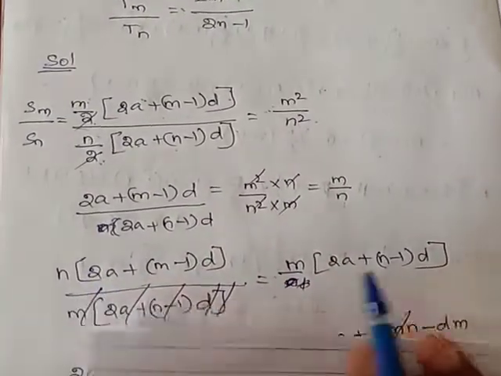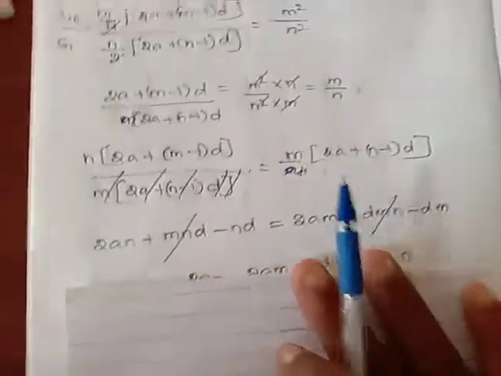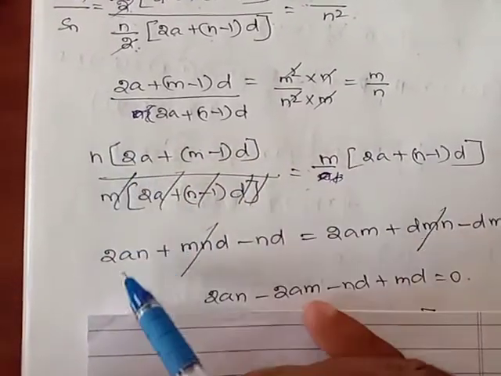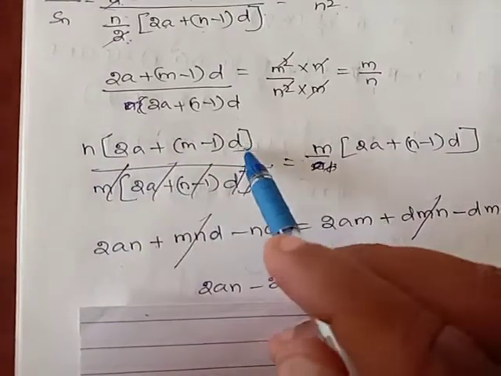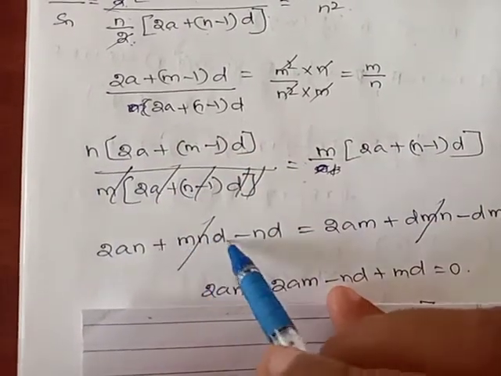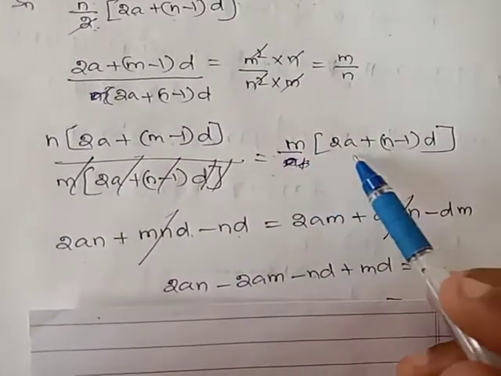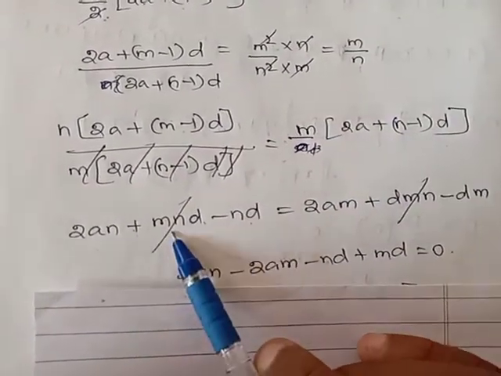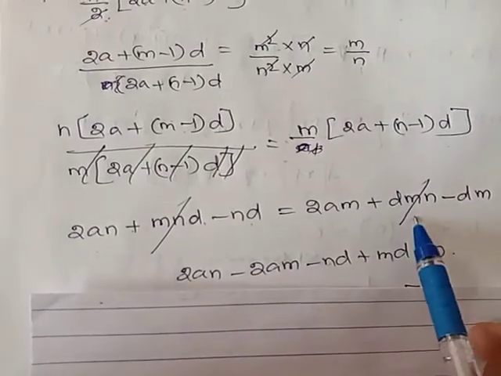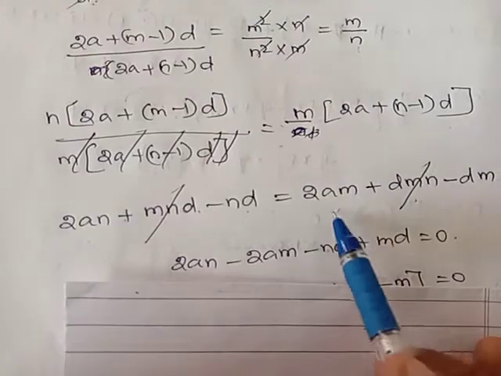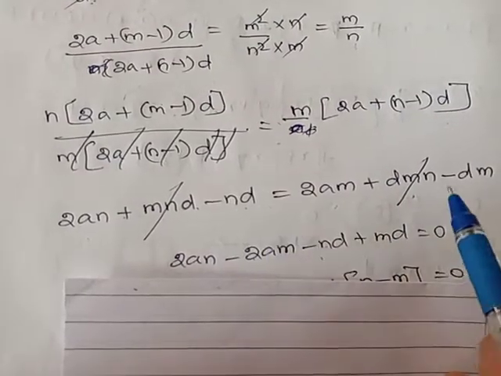When we do the cross multiplication, we get this expression. After that we multiply this n inside the bracket, so we get 2an plus n into d into m, so mnd, and then minus nd. Similarly this m is multiplied inside the bracket. Here we have mnd, here also we have mnd, both of them get cancelled. Now we get 2an minus 2am minus nd plus md.